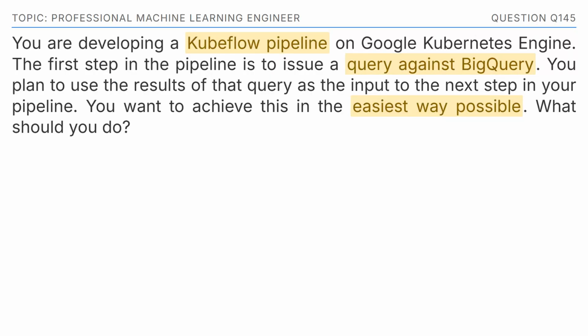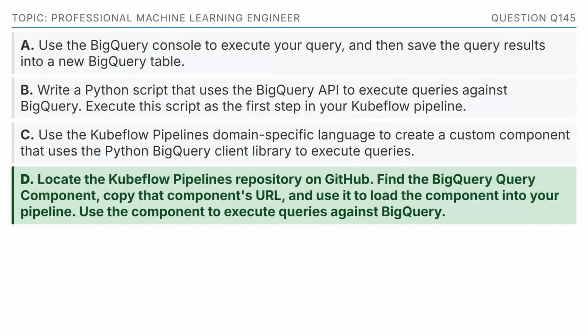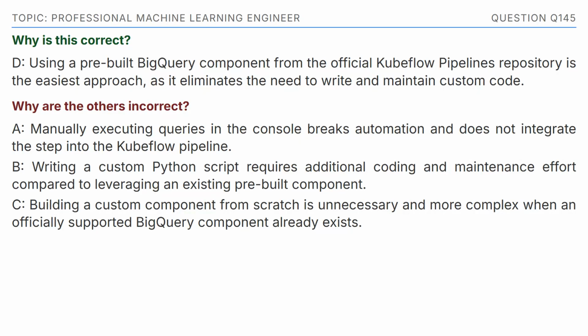To arrive at the correct answer, we focus on the keywords: Kubeflow pipeline, query against BigQuery, easiest way possible. The correct answer is option D. Locate the Kubeflow pipeline's repository on GitHub. Find the BigQuery query component, copy that component's URL, and use it to load the component into your pipeline. Use the component to execute queries against BigQuery. Why is this correct? D. Using a pre-built BigQuery component from the official Kubeflow pipelines repository is the easiest approach, as it eliminates the need to write and maintain custom code.